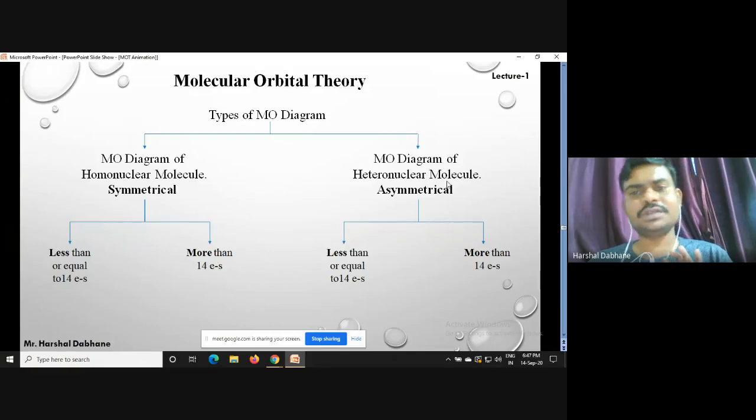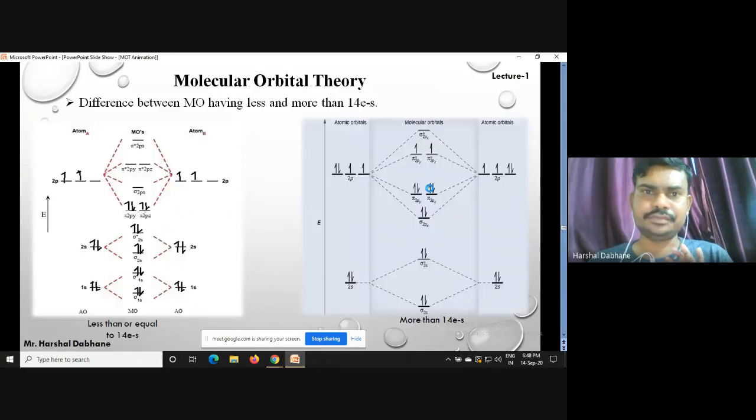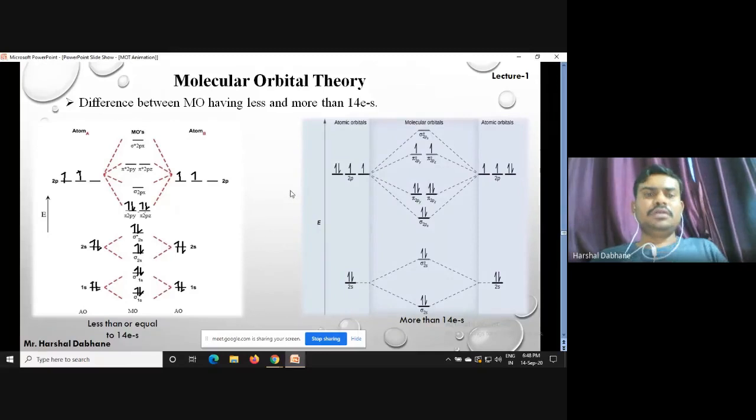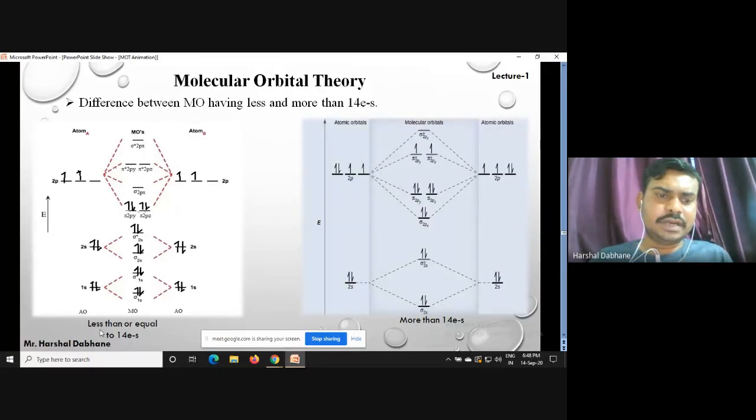The same is true for the heteronuclear molecule. See, this is the diagram for less than or equal to 14 electrons. In this diagram, we can count the electrons. See, 2 plus 2 plus 2 plus 2, how many? 8. 8 plus 4.